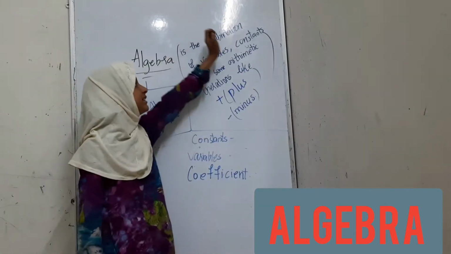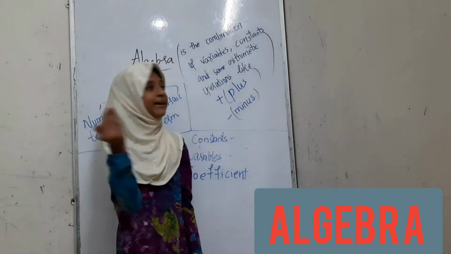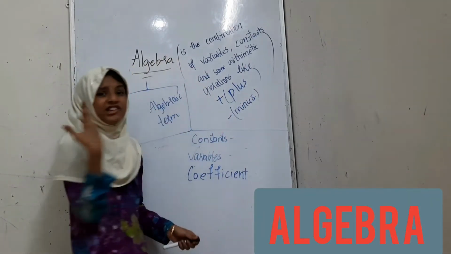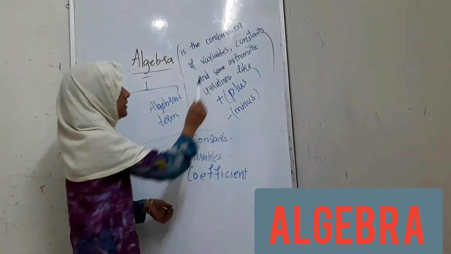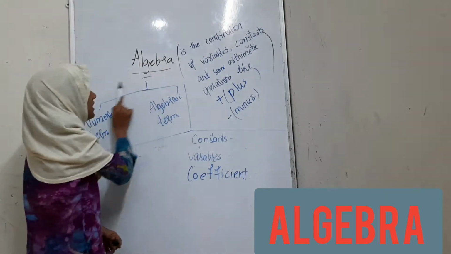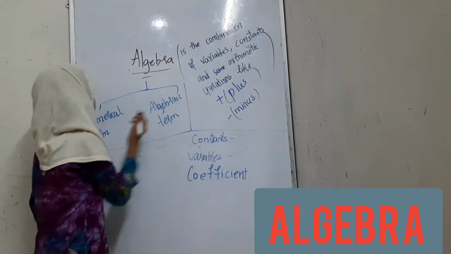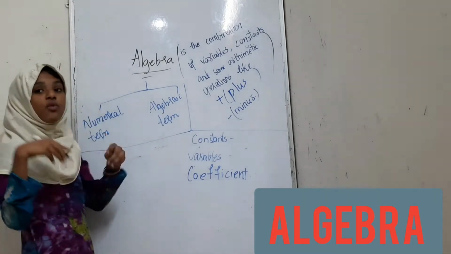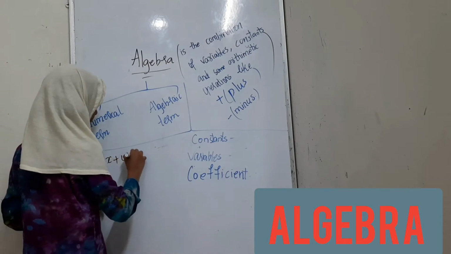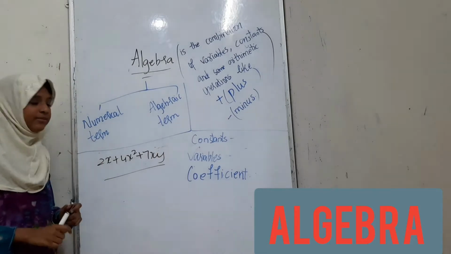Algebra is a combination of variables, constants and some arithmetic operations like plus and minus. That means when we mix constants, variables and some arithmetic operations, we get algebraic expressions or numerical terms. To understand algebraic terms and numerical terms, we have to know what a term is. There is an expression given like this. How do we identify a term from this?